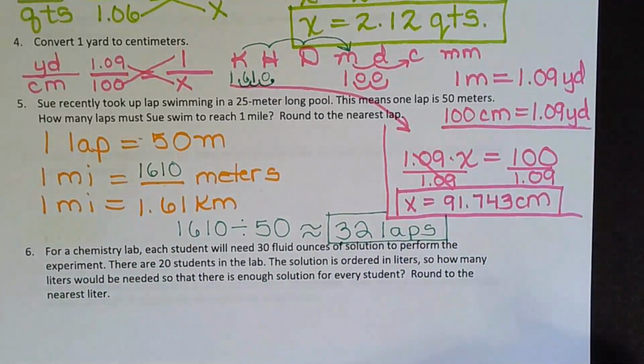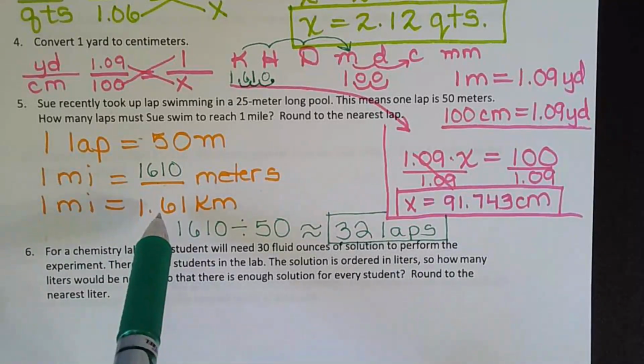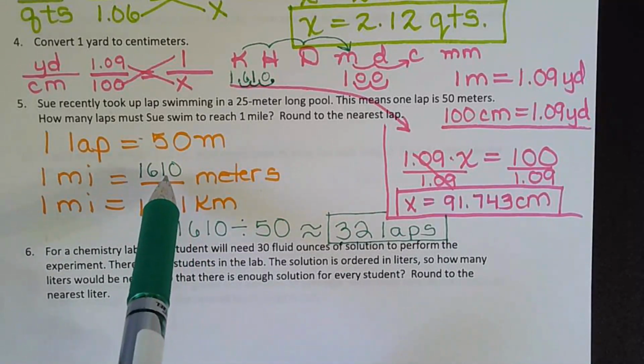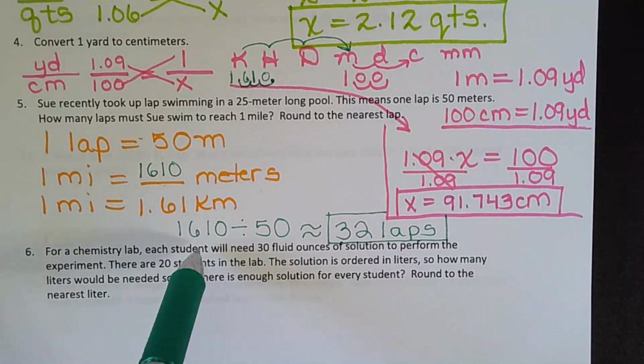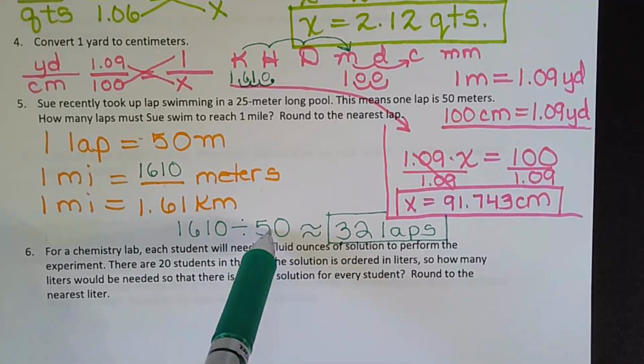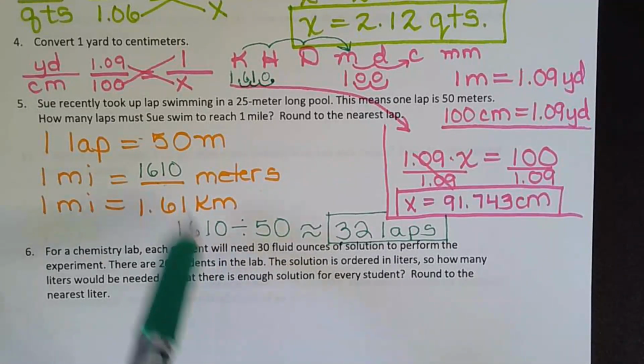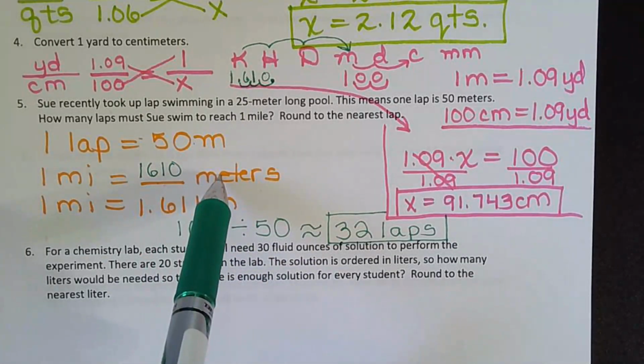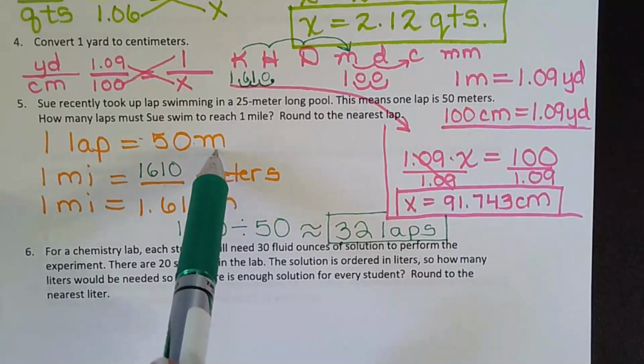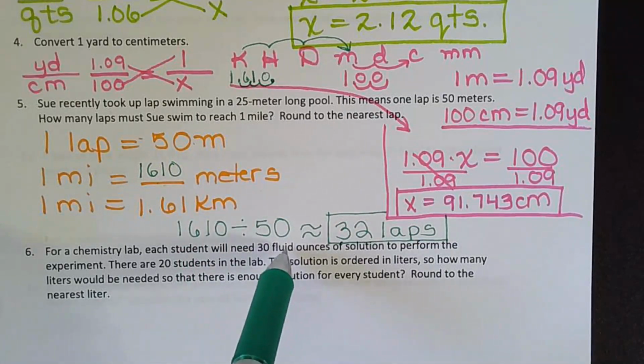So, a 3-part problem. First you had to change kilometers into meters. And then you had to decide how many laps fit into 1 mile, which is this many kilometers, because we need these to be the same in order to divide them. So now they're both meters. That's what allowed us to divide them.